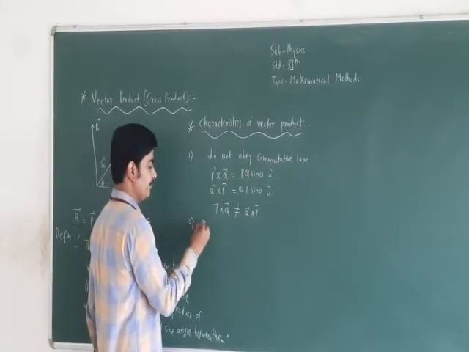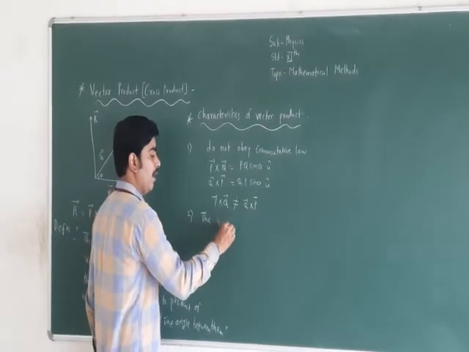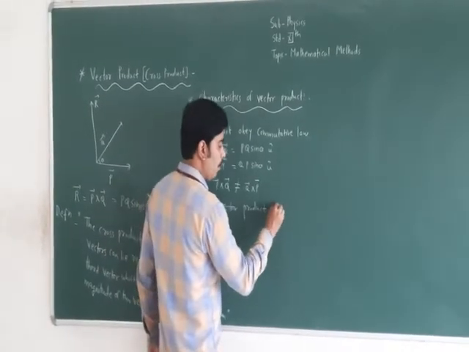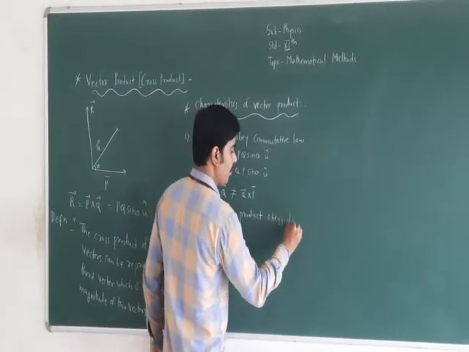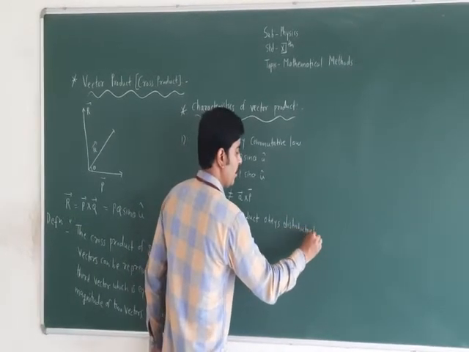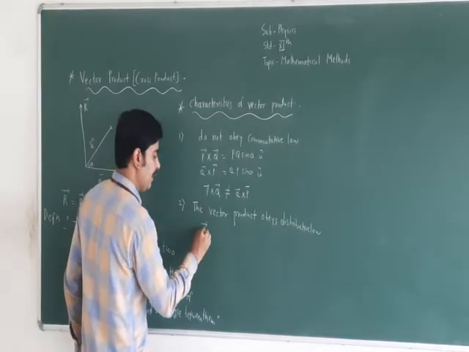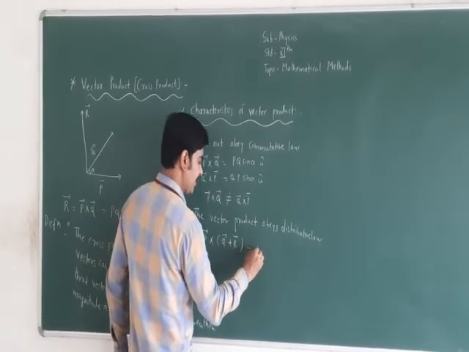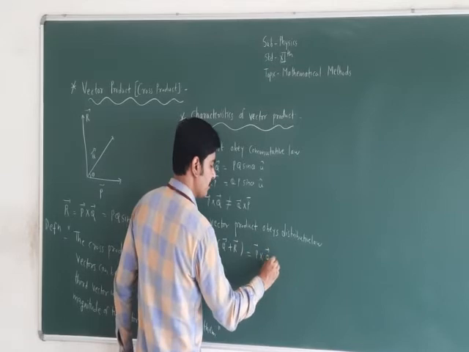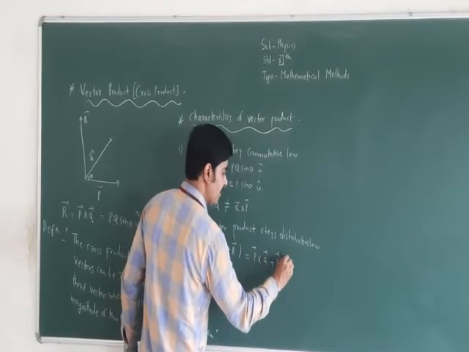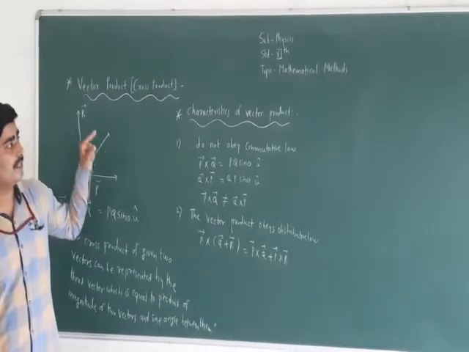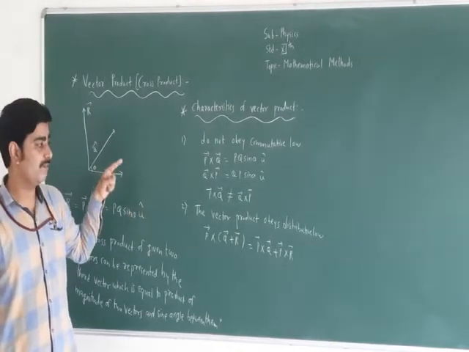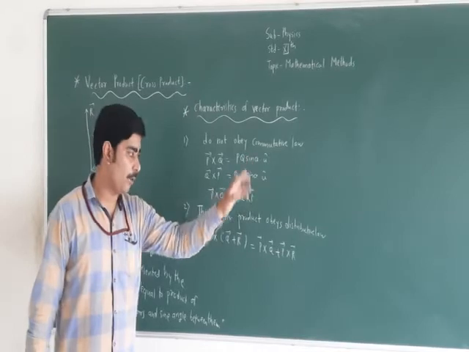Second characteristic: the vector product, or you can say the cross product, obeys distributive law. So vector P cross vector Q plus vector R, we can write it as vector P cross vector Q plus vector P cross vector R. So what is the first characteristic? That the vector product does not obey commutative law. Then you have to write this. Second characteristic, the vector product obeys distributive law.